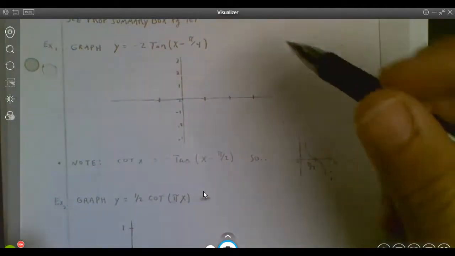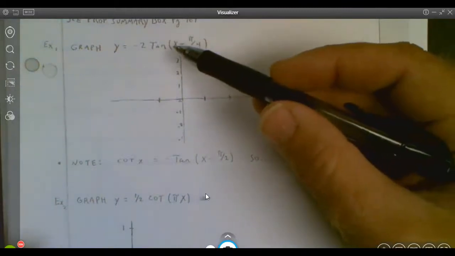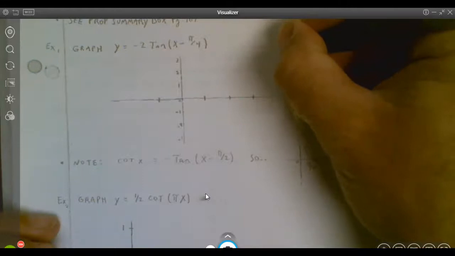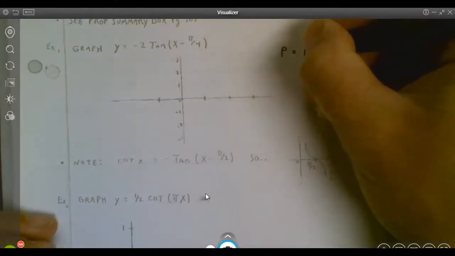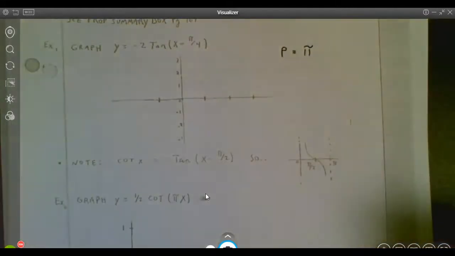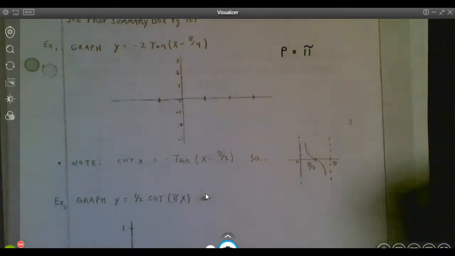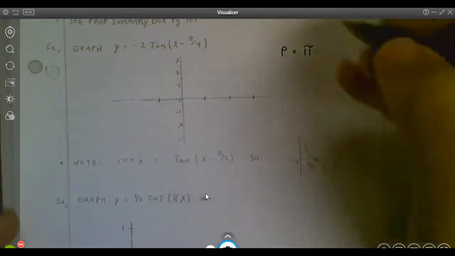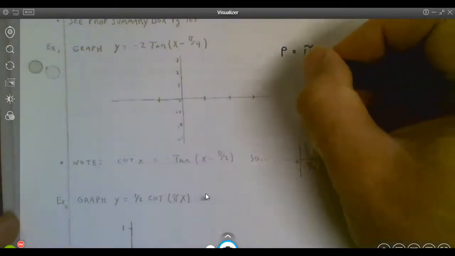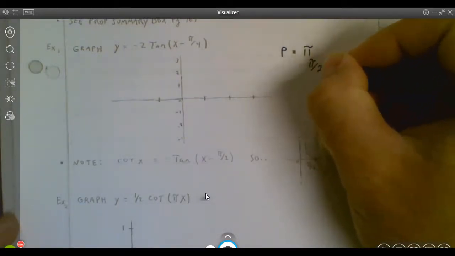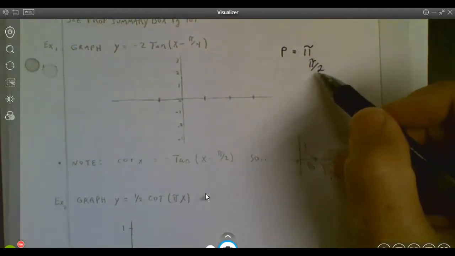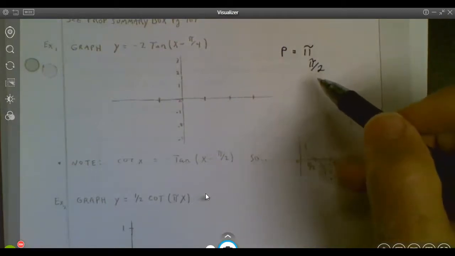So I want to start by recognizing the period. In this case, you can see our b value is 1, so our period is still pi units. If I did pi over b, pi over 1 is still pi. So if I divide this by 2, this tells me that I'm going to move left pi over 2 units to get a vertical asymptote, and I'm also going to move right pi over 2 units to get a vertical asymptote.